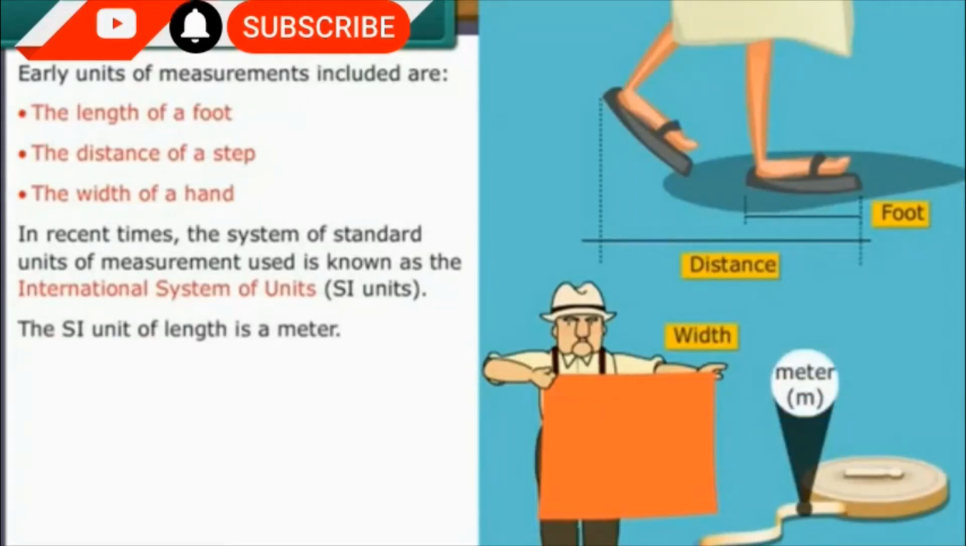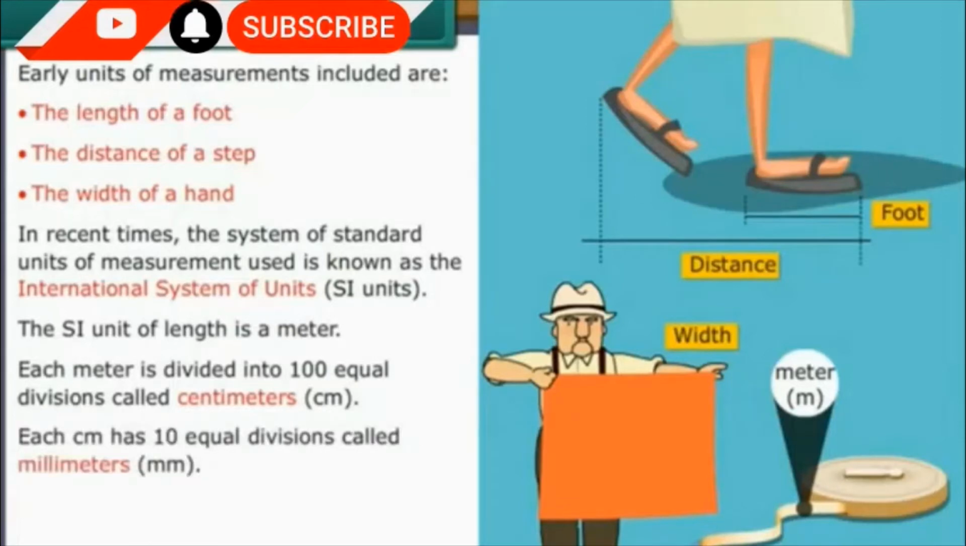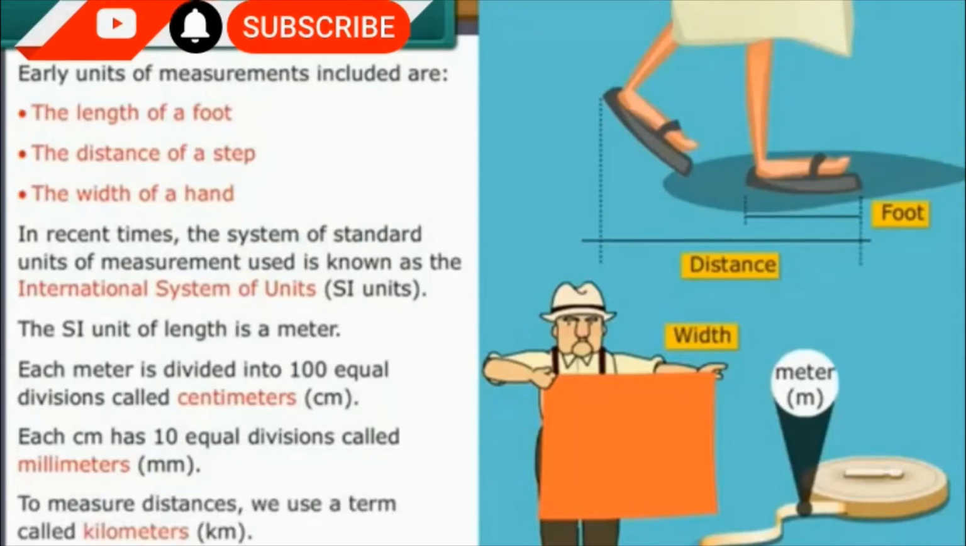The SI unit of length is a meter. Each meter is divided into 100 equal divisions. These are called centimeters, or cm. Each centimeter has 10 equal divisions. These divisions are called millimeters, or mm. To measure long distances, we use a term called kilometers, or km.